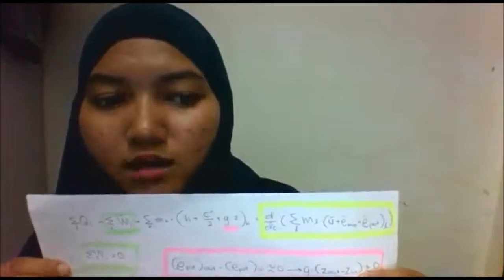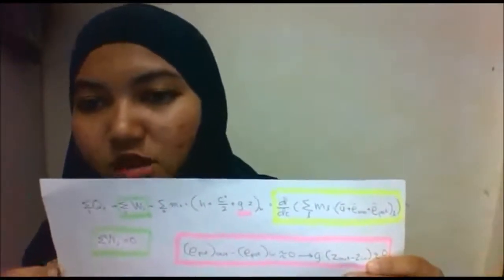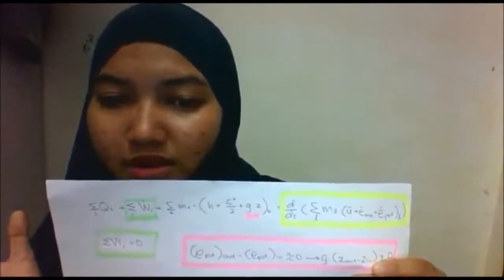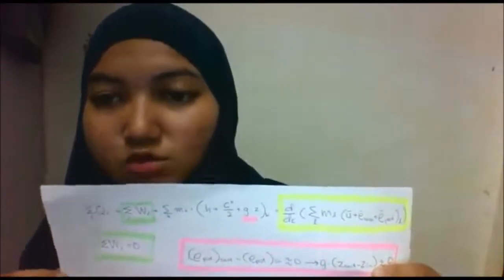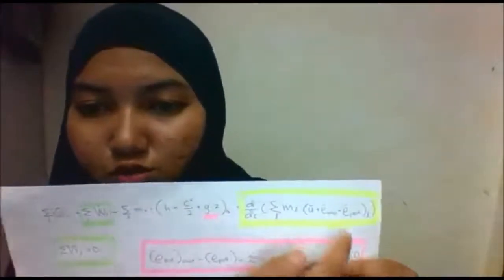So the nozzle is also regarded as a steady flow engineering device. So the term on the right hand side is equal to zero. So all of this is equal to zero, as you can see. That's all for me. Thank you.